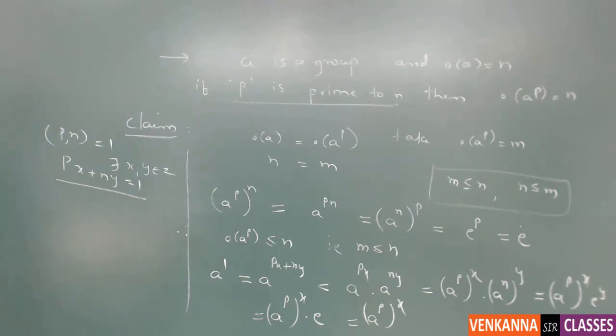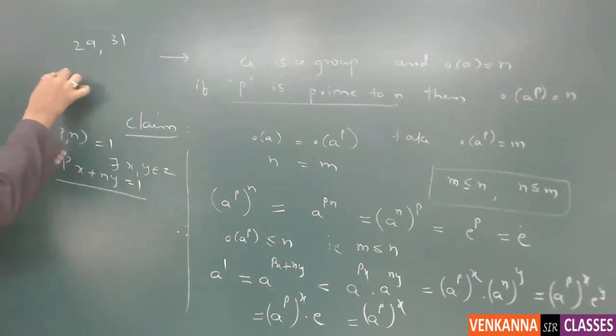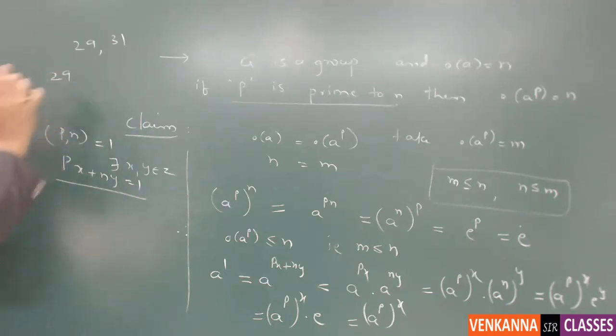Right. So, if you take 29 and 31, what are the integers? I can say that px plus ny is equal to 1. So, in that first place, you can say that for 29 and 31, you consider the multiples of them so that you will get a difference between them as 1.